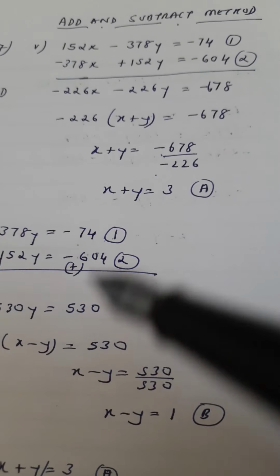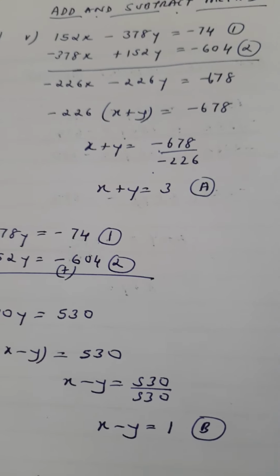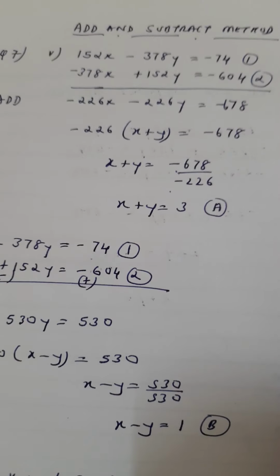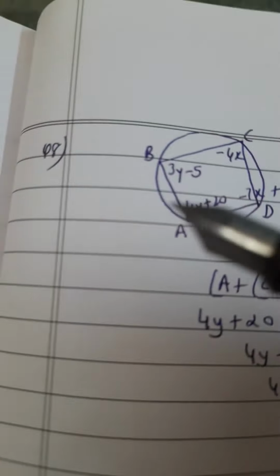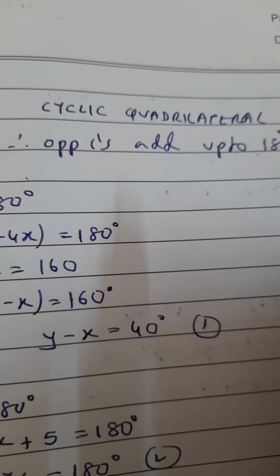In the meantime, you can just revise this and try to do this on your own. Then we come to the last question of the exercise of linear equation, that is the 8th question. And this question is based on something called a cyclic quadrilateral.